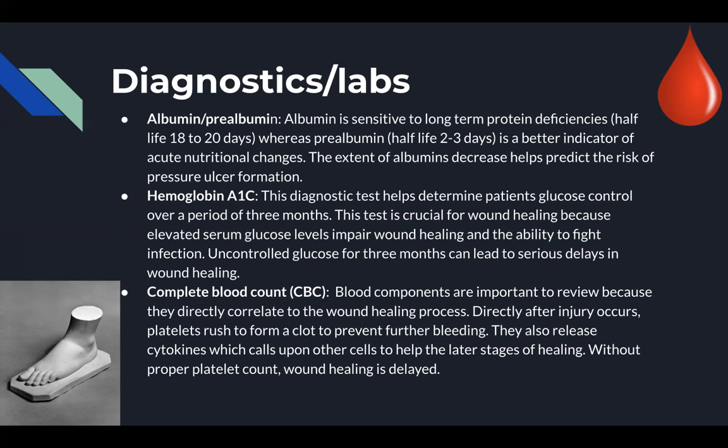So there's also the corpuscular hemoglobin concentration. This tells us how much hemoglobin is in a volume of red blood cells. Less hemoglobin equals less oxygen carrying capacity, and oxygen is needed for tissue perfusion and wound healing.